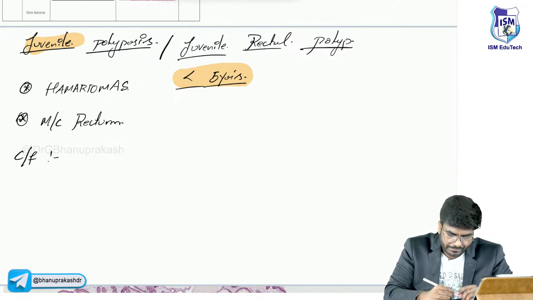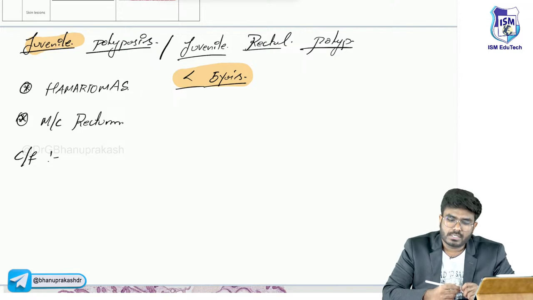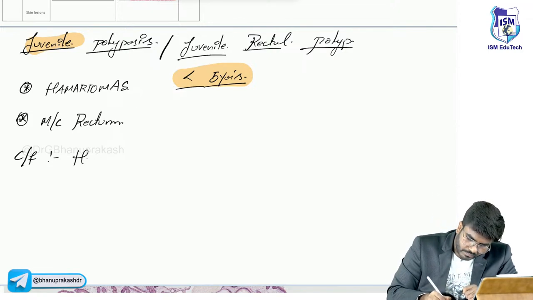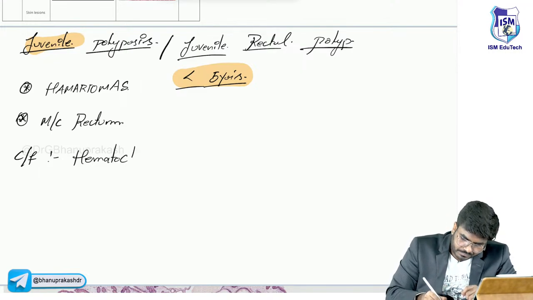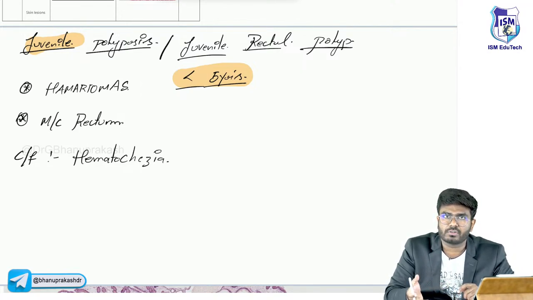What are the clinical features? Any idea, guys? Sir, these polyps will bleed. So that is hematochezia. Hematochezia means what? Fresh bleeding, fresh bleeding that is coming out with the stools. Okay, hematochezia, or bleeding per rectum, we can say.